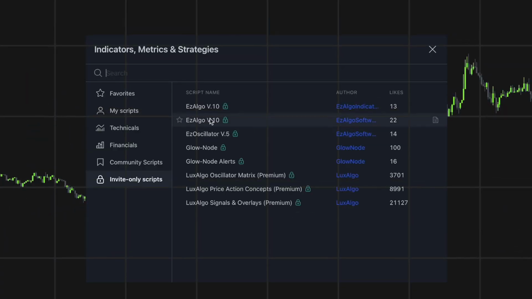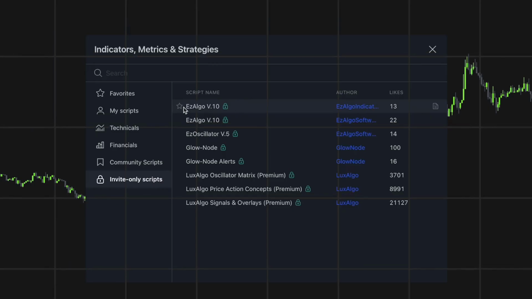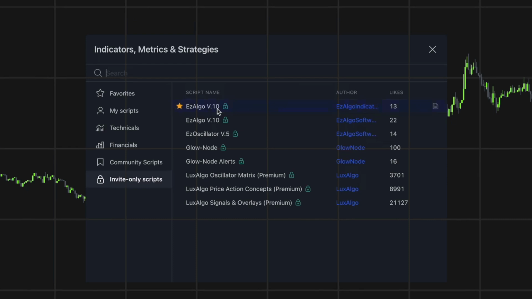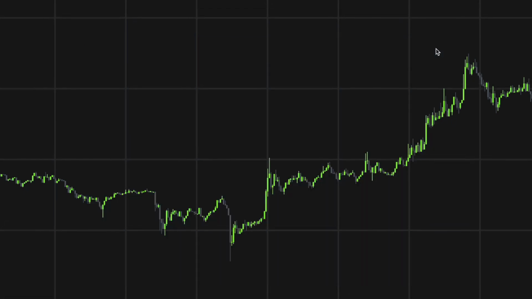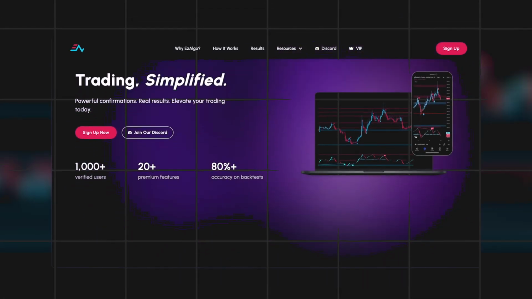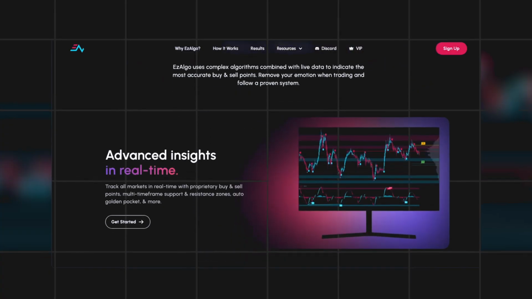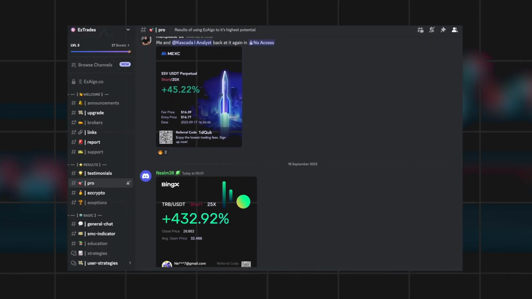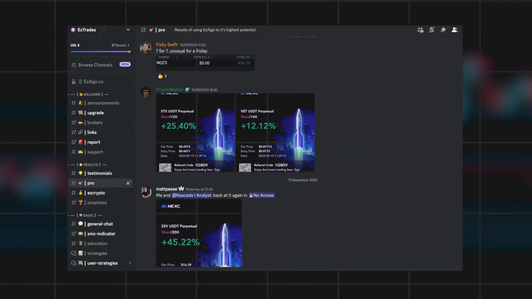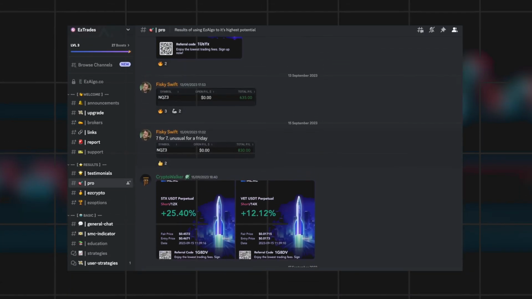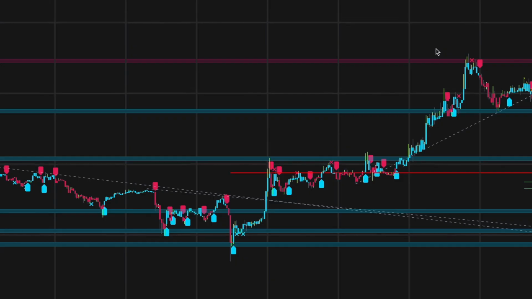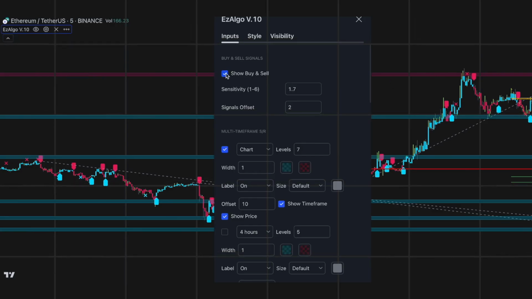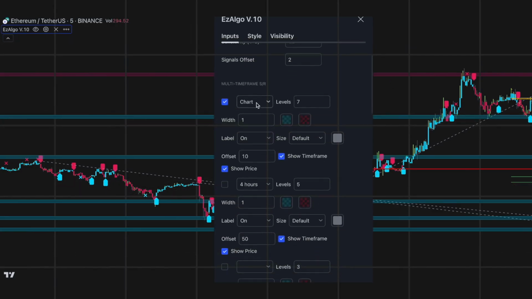Now let me demonstrate how to install this indicator on the chart. This invite-only TradingView script is called Easy Algo V10. Many of you are familiar with Easy Algo. They provide two most advanced technical analysis indicators, as well as access to a VIP Discord community where hundreds of traders chat, learn different profitable trading strategies, and get daily support. Once you activate your plan, you'll see the indicators in the Invite-Only tab. Click on Easy Algo V10 and open its settings. In the Input section, adjust the indicator as I'm doing right now.